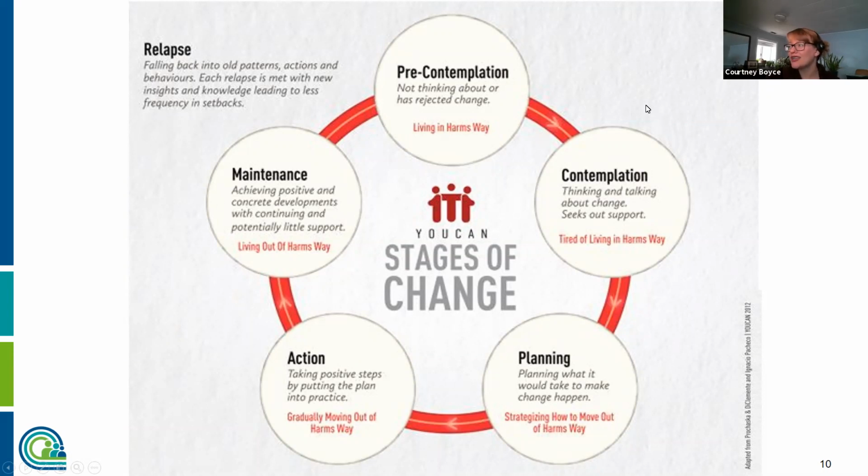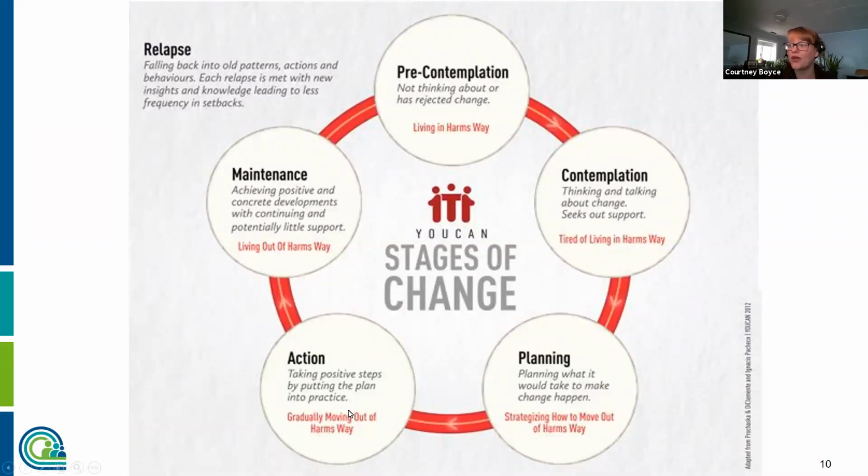And then contemplation, they're thinking about it, they're talking about it, they might be seeking out support or education, and they might be tired of living in harm's way. And then planning is what it would take to make that change happen. So they're actively looking at strategies and thinking of how they can implement them. And that's strategizing of how they can move out of harm's way, whatever that harm might be.